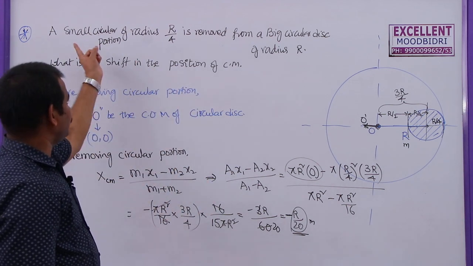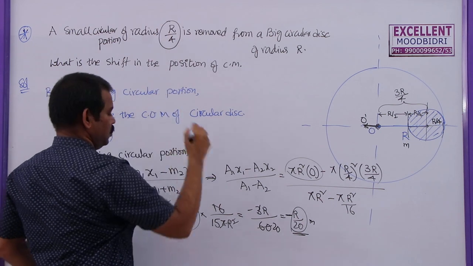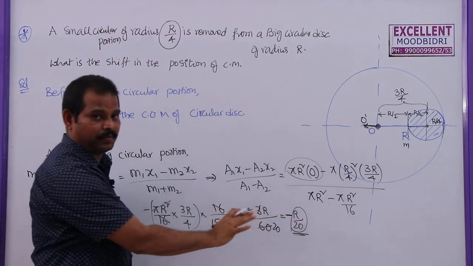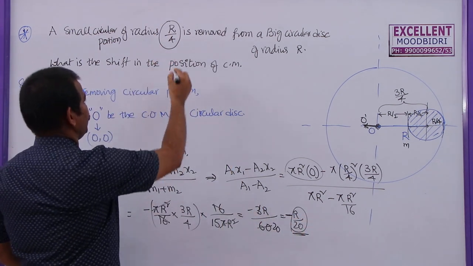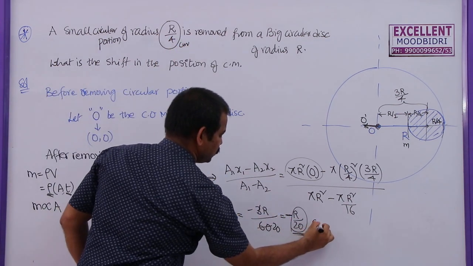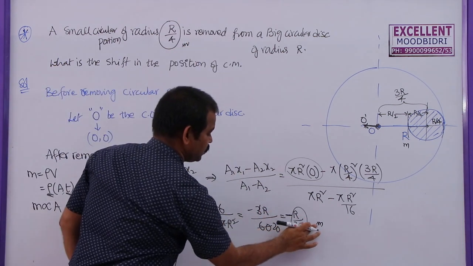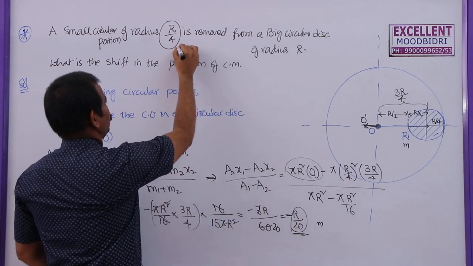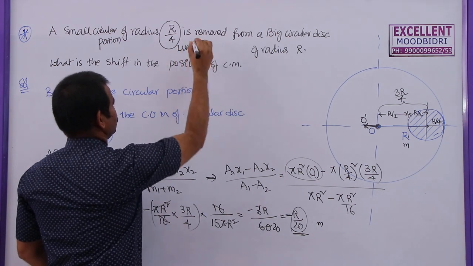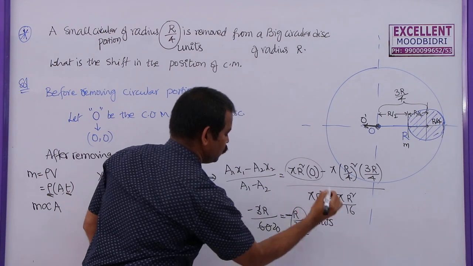But it is not mentioned anywhere in the problem. That means it is only given as r by 4, so you have to leave it. Don't keep any units there. Suppose it is given as radius r by 4 centimeter, your answer should be in centimeters. If it is given in meters, your answer should be in meters. Sometimes they may give r by 4 units, then your answer will be minus r by 20 units.